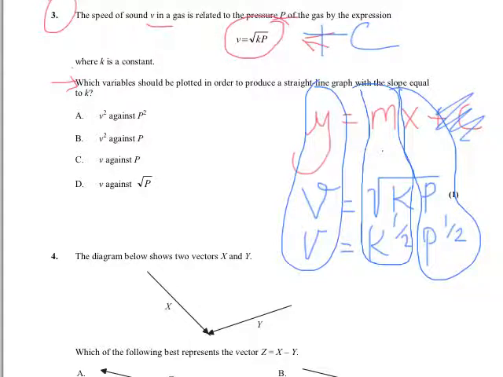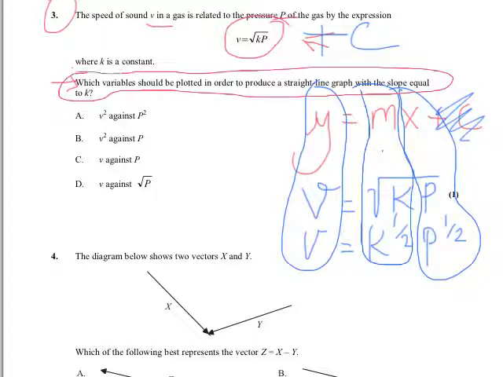And look at the question. The question specifically states which variable should be plotted in order to produce a straight line graph with a slope equal to K. This will not give us a slope equal to K. It will give us K to the half. So what options do we have? Well, we can try and figure out how to make K to the power of 1. And the only way you can do that is if you get rid of this half. And the only way you can do that is by squaring the entire statement.